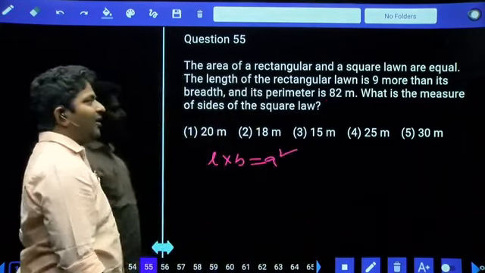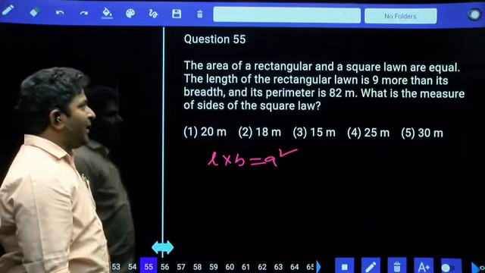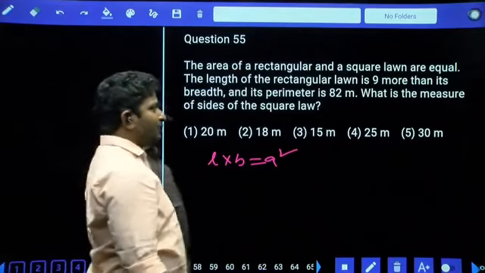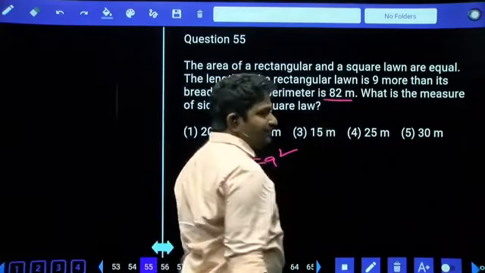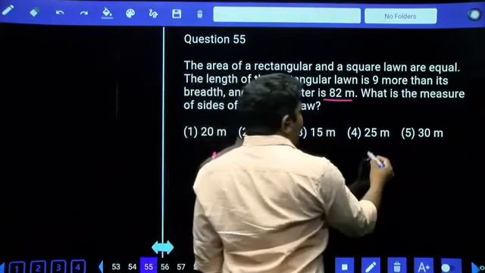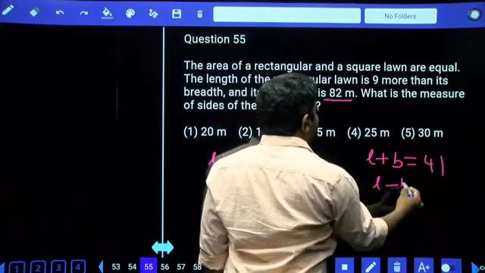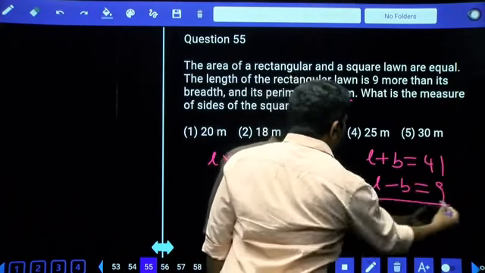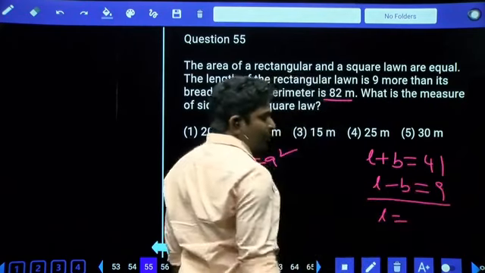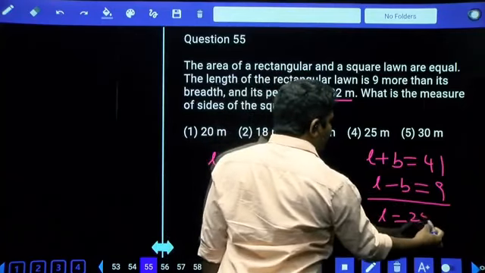The length of the rectangular lawn is 9 more than its breadth and its perimeter is 82. So 2 times (L plus B) is equal to 82. Then L plus B is equal to 41 and the difference between them is equal to 9. From this, length is equal to sum divided by 2, which is 25.